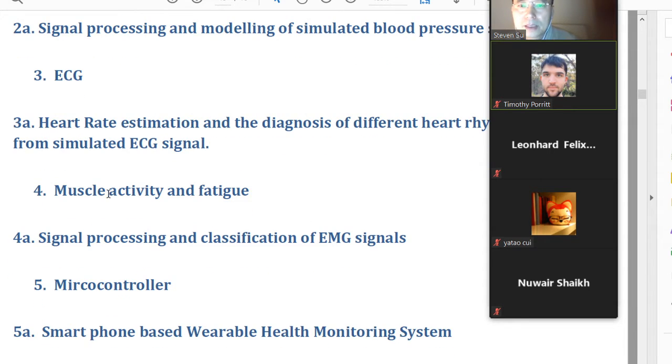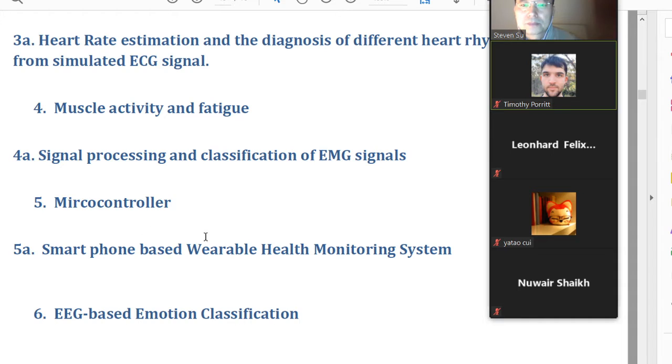And then muscle activity and fatigue. This is also a simulated EMG signal. Before, we all had the equipment, but unfortunately we cannot go there. But I think the simulated one, plus your reading of lots of other things, will be okay. We can still learn what we want to learn.